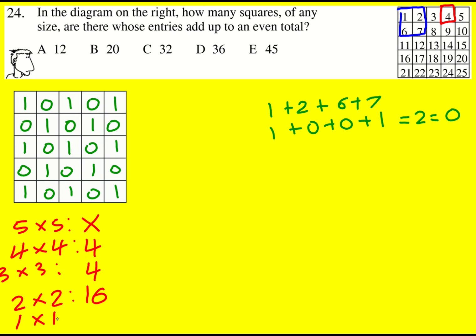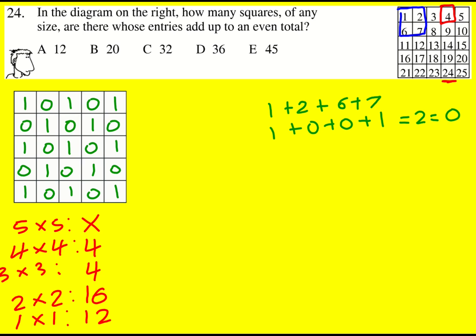Finally, we are allowed 1 by 1 squares, and we've got 25 numbers in total. 24 numbers if we go like this, where we've got an odd followed by an even, odd followed by an even. So I just need to do 24 divided by 2, all the even numbers up to 24, and that's going to give me 12. And that is it.